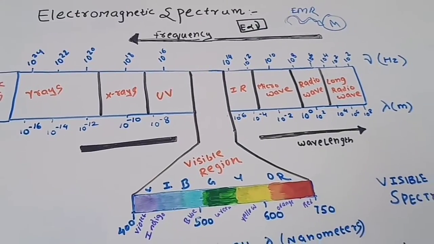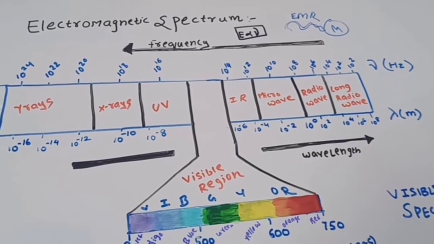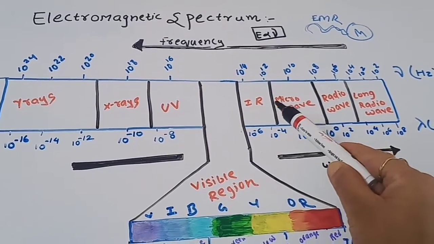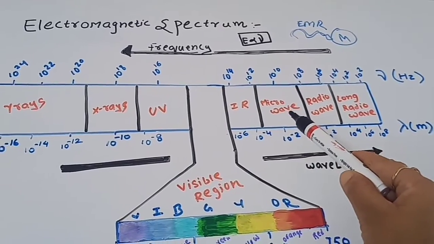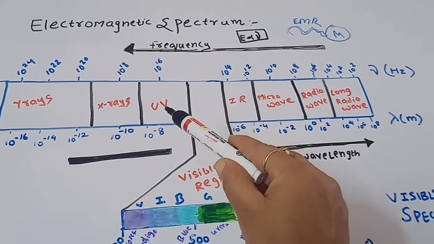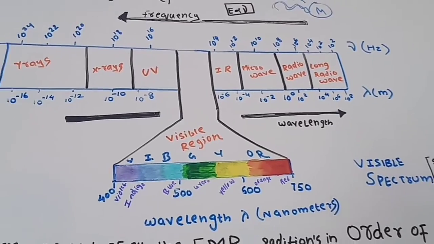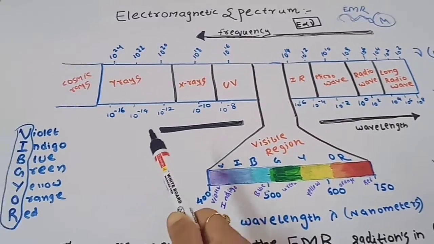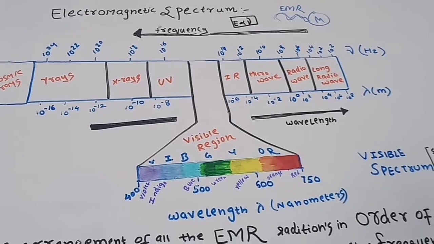So students, the source of radiation which we use in spectroscopy gives the name. If we use infrared radiation as the source, the name will be infrared spectroscopy. If we use a microwave radiation source, it is microwave spectroscopy. If we use ultraviolet radiations, the name will be ultraviolet spectroscopy, and so on. So this is complete about the electromagnetic spectrum. When all the electromagnetic radiations are arranged in increasing order of their wavelength and decreasing order of their frequency, this arrangement is known as the electromagnetic spectrum.